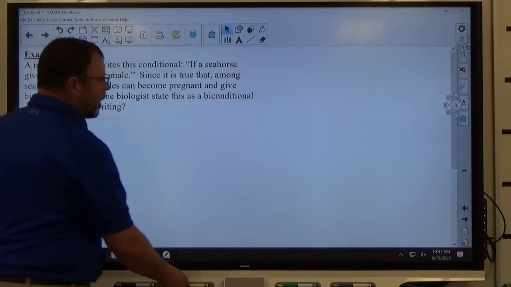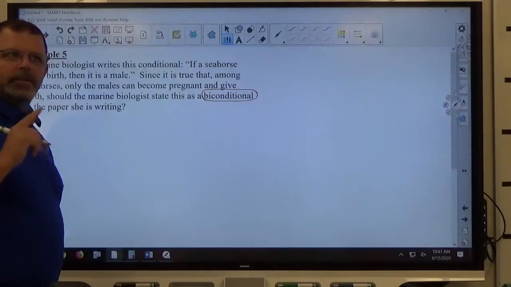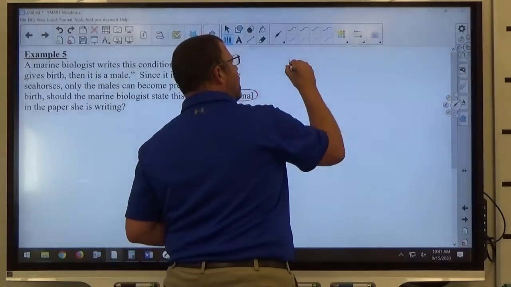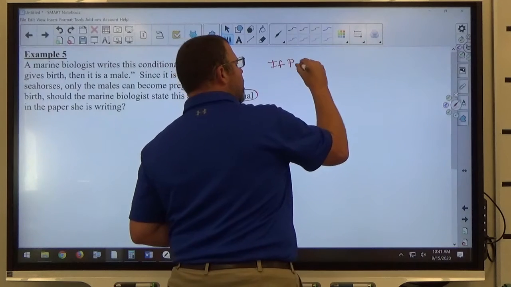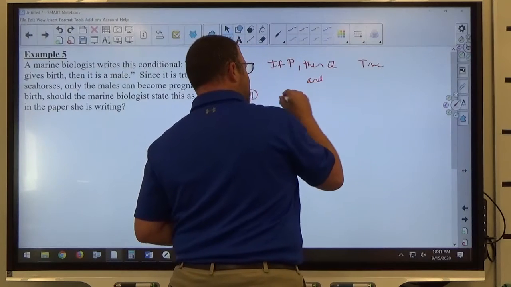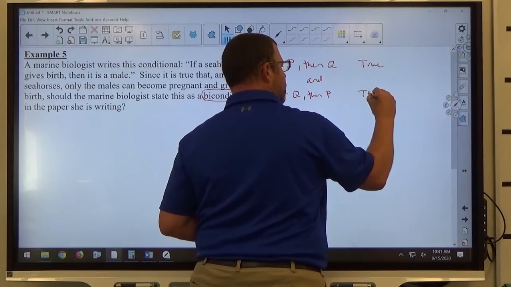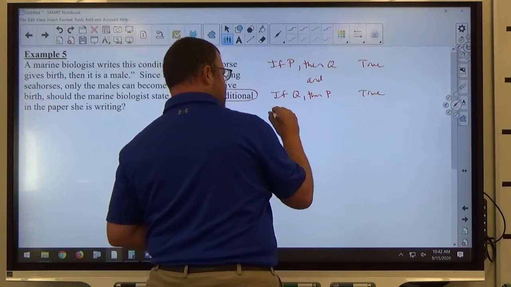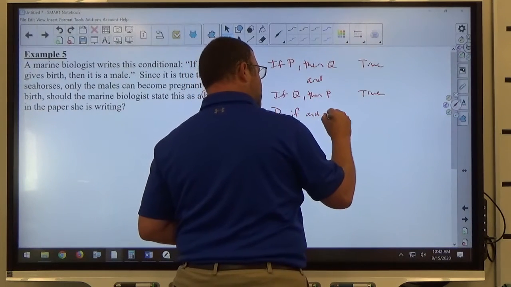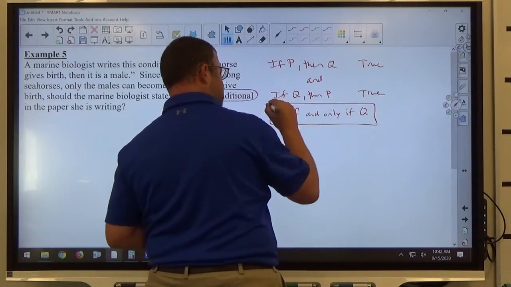So the word biconditional, this is new. If a conditional statement and its converse are both true, so if P then Q is true, and if Q then P is true, then you can say P if and only if Q. That is the way you write a biconditional statement.